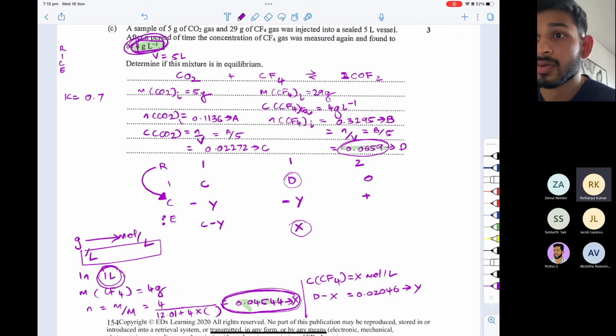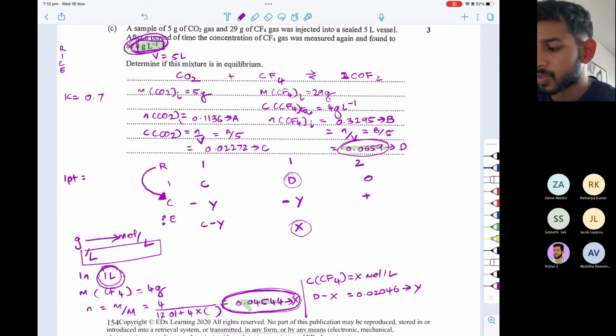It'll be 2Y. Very good, right? So we know 1 part in our cooking recipe is equal to Y. Sometimes, especially when you're starting off doing these rice tables, always write what is 1 part equal to. We know 1 part is equal to Y. We know that COF2 is increasing by 2 parts. It's going to increase by 2Y.